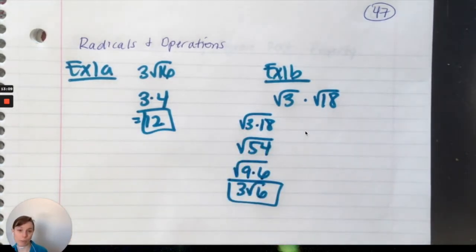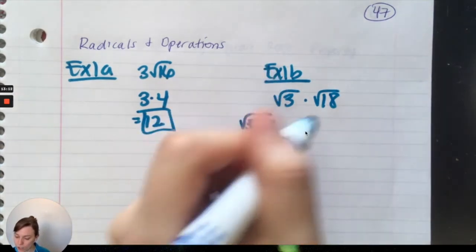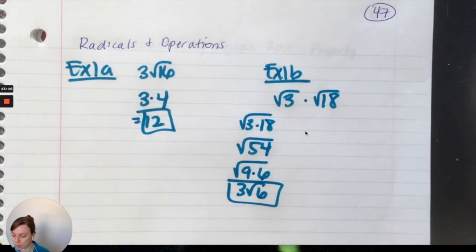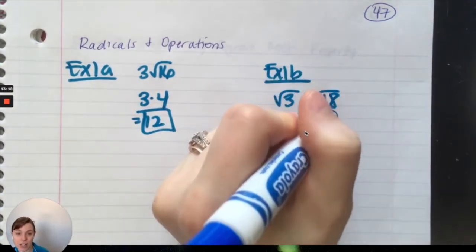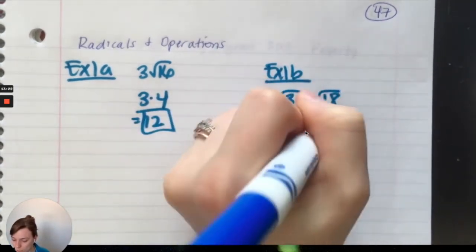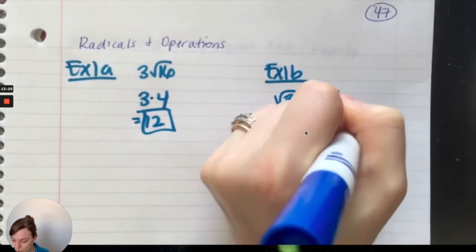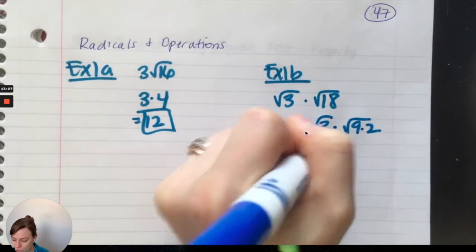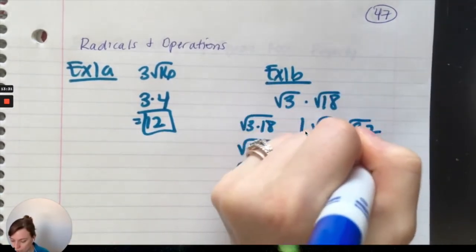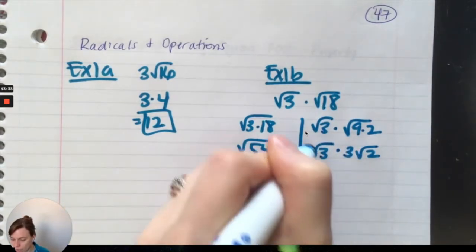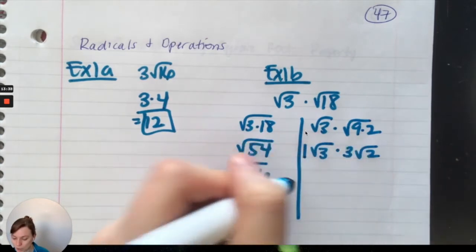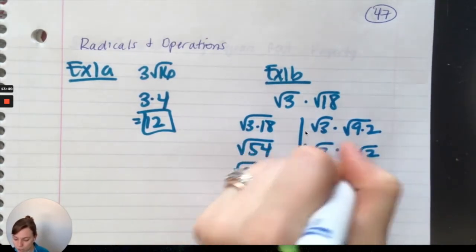You could do it that way, or if I wanted to, I could break down this 18 first and make it a simpler process. So 18 I know is going to have a 9 and a 2. 9 is a perfect square. And so this would be the square root of 3 times the square root of 9 times 2, which is the second method, square root of 3 times 3 square root of 2. And then there's an invisible 1 in the front here as a coefficient. So 1 times 3 gets me 3, 3 times 2 gets me 6.